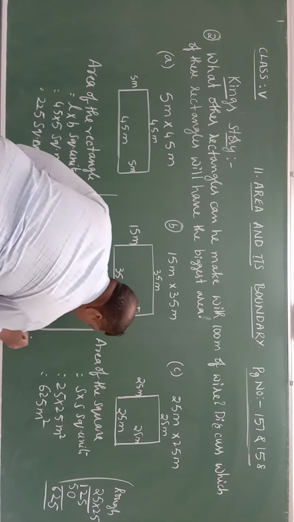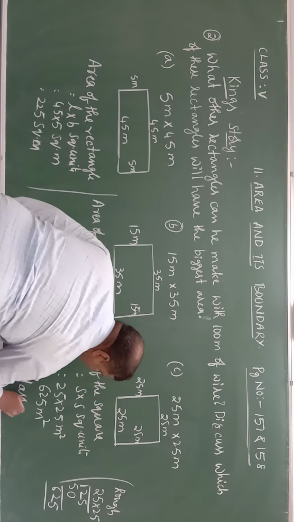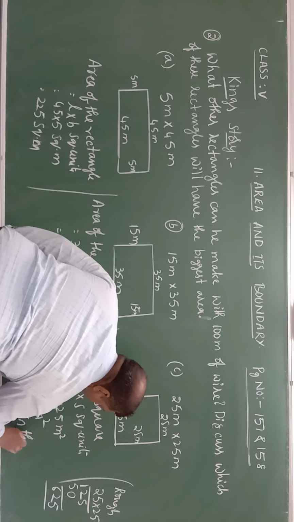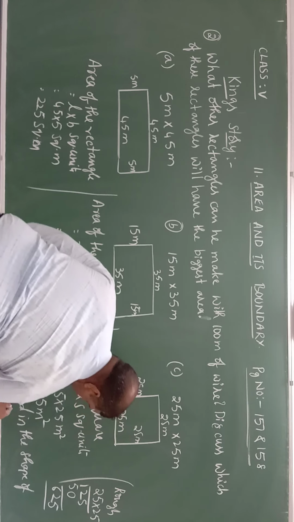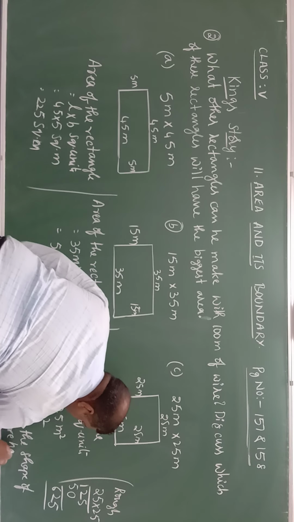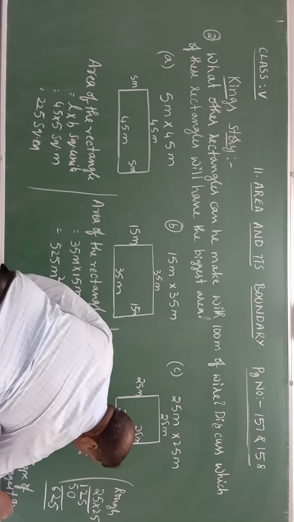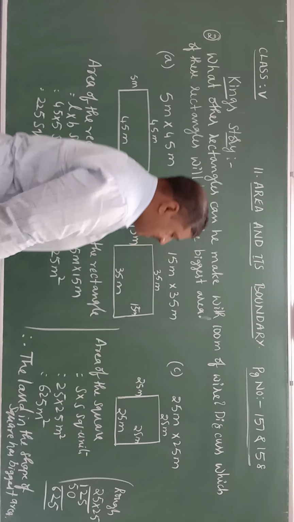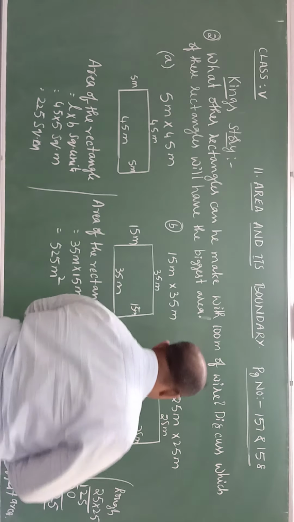Therefore, the land in the shape of a square has large area, square has biggest area. So which one is having the biggest area? That is figure C. It is having the biggest area.